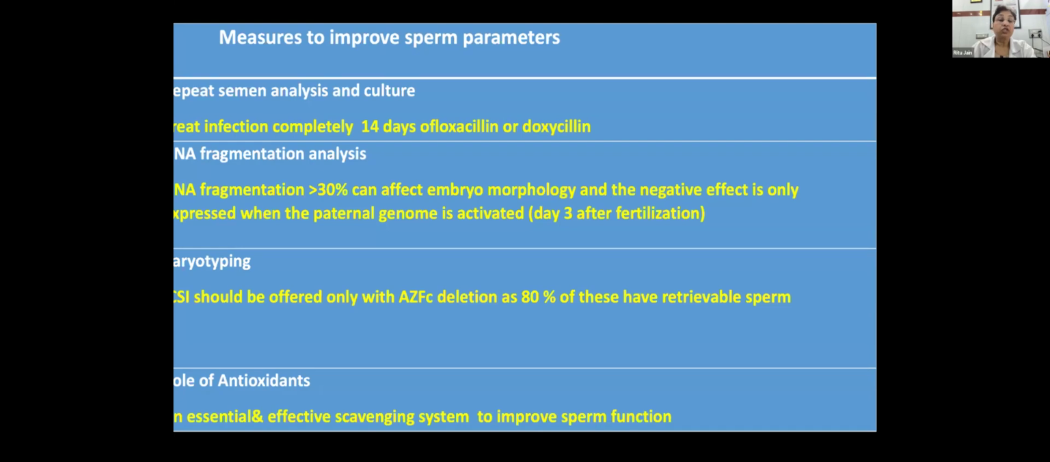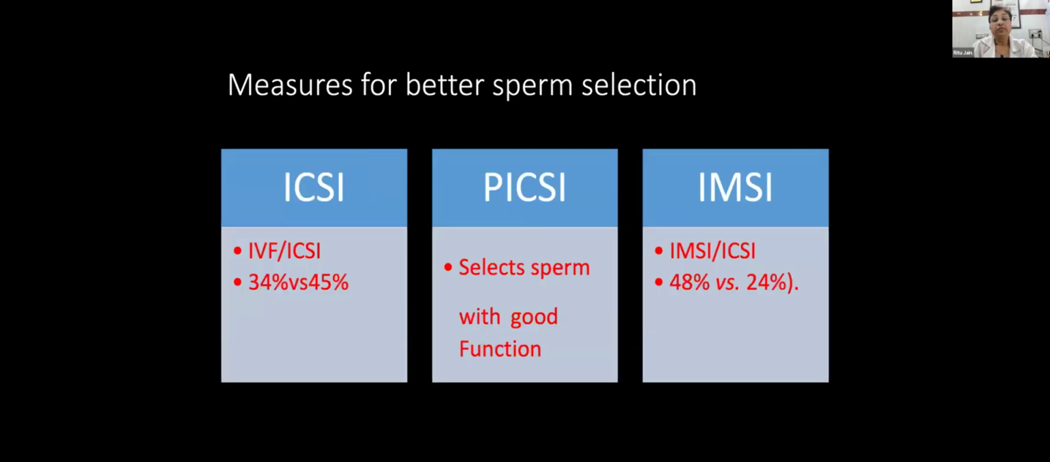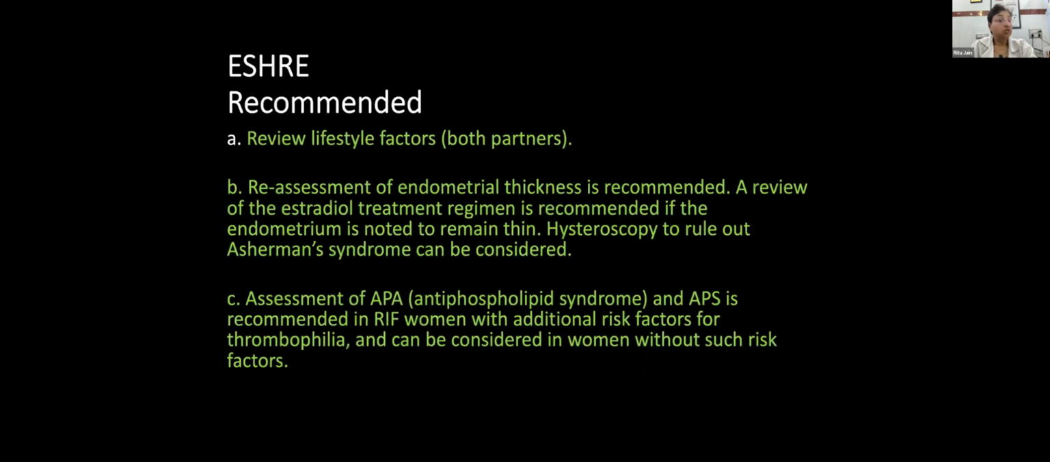If there is some infection, it has to be treated completely and adequately by a 14 day course of ofloxacin or doxycycline or according to the culture. Well, karyotyping has to be offered in severe OAT, and antioxidants do have some role. Or better sperm selection techniques have to be used, like PICSI, and in severe male factor, ICSI is the answer.